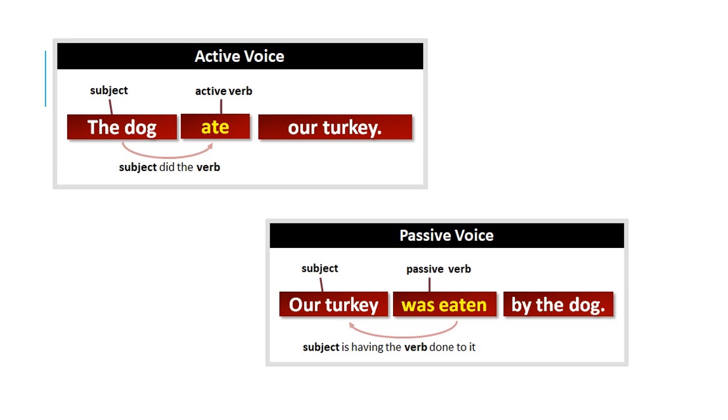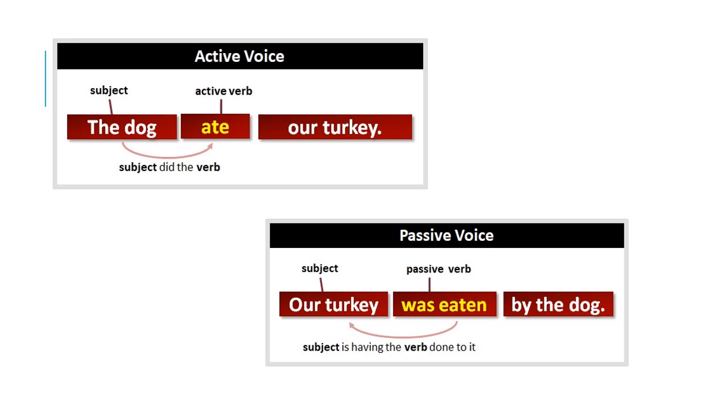I have two sentences here. The first one represents the active voice. The dog ate our turkey. Here, the dog represents the subject, and it did the action. The dog ate our turkey.